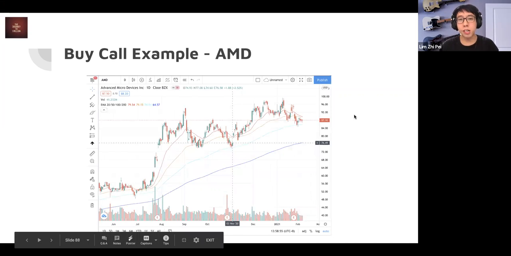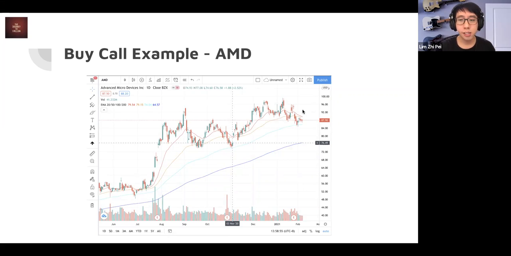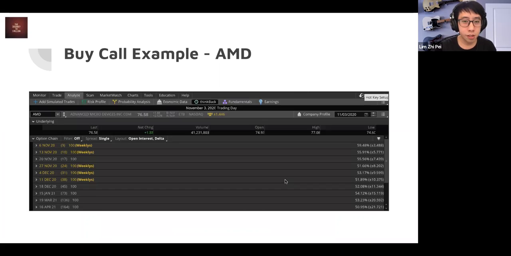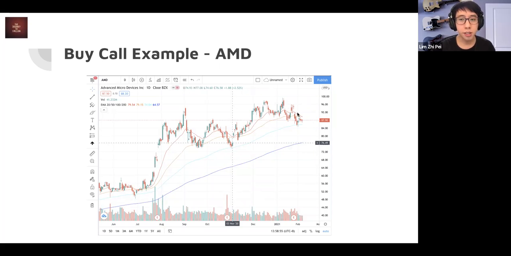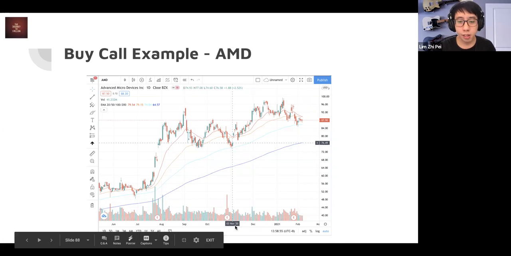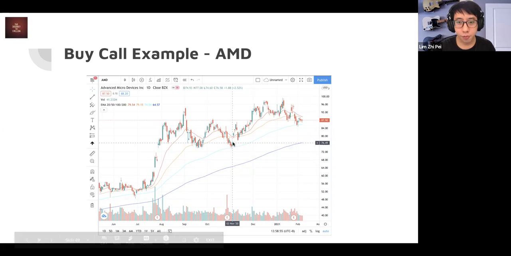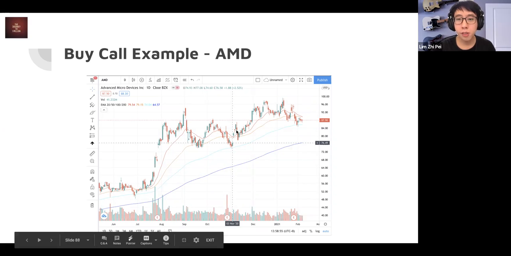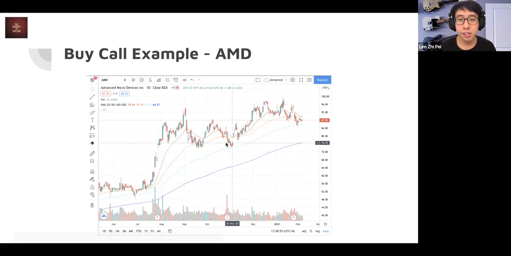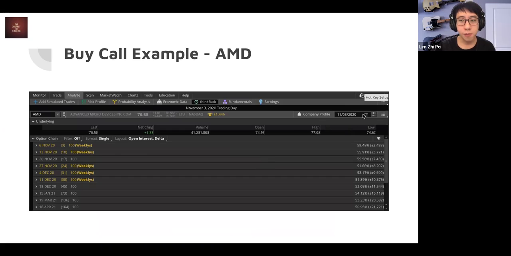So let's go into the example. In this example, I use AMD. As you can see here, I took a screenshot from the TradingView chart. Here I have put in 3rd of November because based on technical analysis, this is a very good point of entry. And at that time, the price is $76.